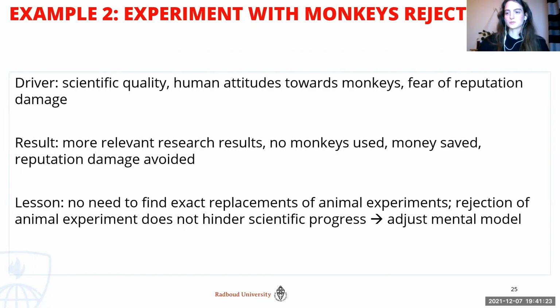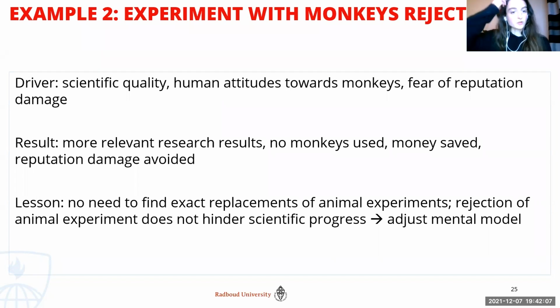So you could, of course, wonder, well, why did they not do the literature review before they proposed the monkey experiment? So that can already be one lesson learned from this. But let's look at the drivers behind this change in course of action. Well, first there was the Animal Ethics Committee being critical about the scientific quality. But there were also, of course, the human attitudes towards monkeys and the fear of reputation damage following from that. So here you see that those mental models in society about specifically monkeys, not animals in general, played a role in affecting what happened in this case.